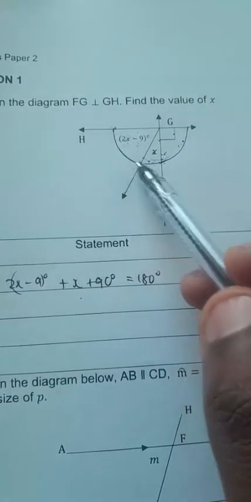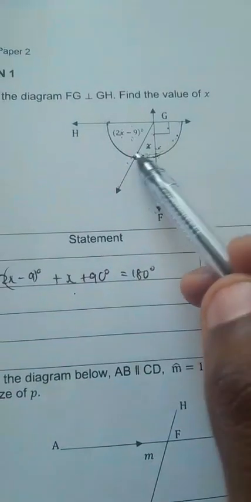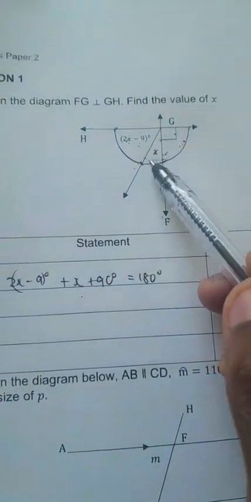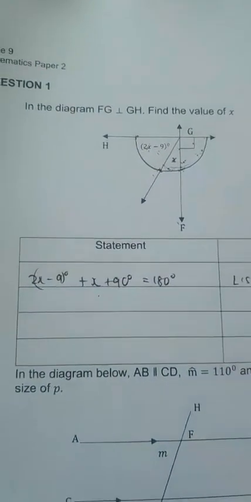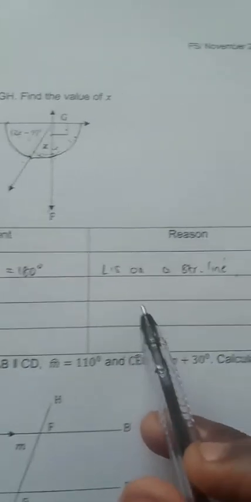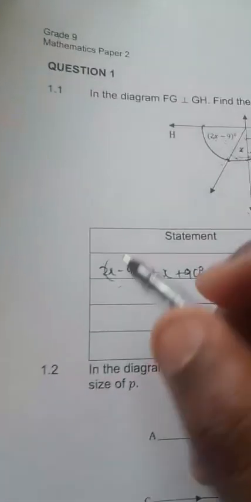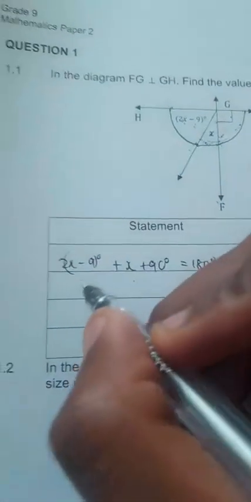This is actually shaped like a protractor. So that's why we say this angle plus this angle plus this angle is equal to 180 degrees. The reason is because they are angles on a straight line. Then all we need to do is solve for x from here.